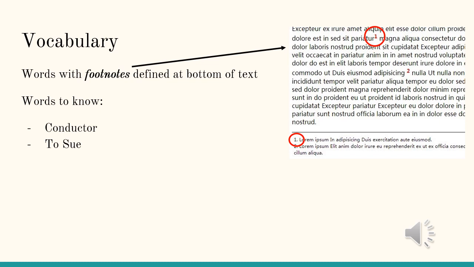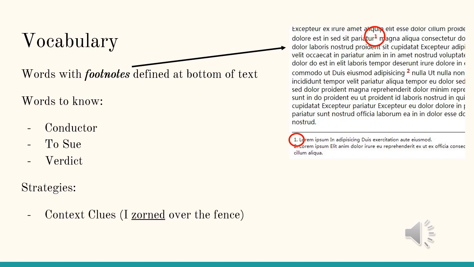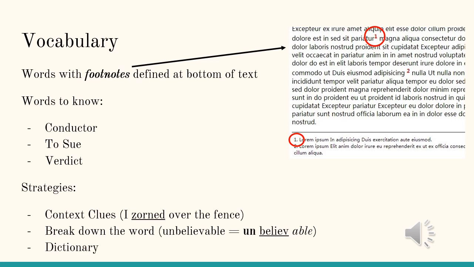And then along the same legal lines, the term verdict means the result of a court trial, right? So whatever the judge finally decides or the jury finally decides, whoever is guilty or not guilty, that is the verdict of a case. And again, for words that are unfamiliar without footnotes or that haven't already been defined by me here, you have your strategies. So you can use context clues to make an educated guess about the word. You can break down the word into its smaller parts, or you can use a dictionary.